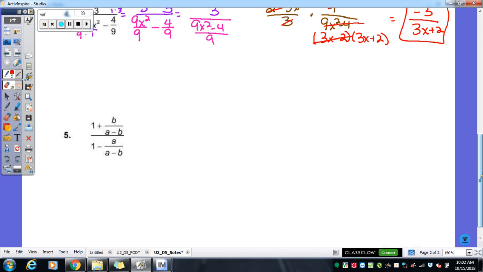All right, one more, number 5. So again, I'm going to put those over 1. This time our top and our bottom fractions are both going to have the same common denominator. What are they going to be? A minus b, because you got a minus b as one fraction's denominator. You got a 1, so multiply those, you get a minus b. So I got to multiply top and bottom over here times a minus b.